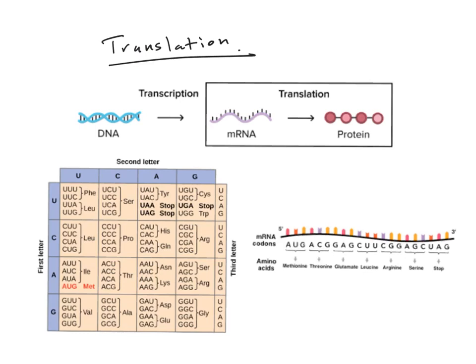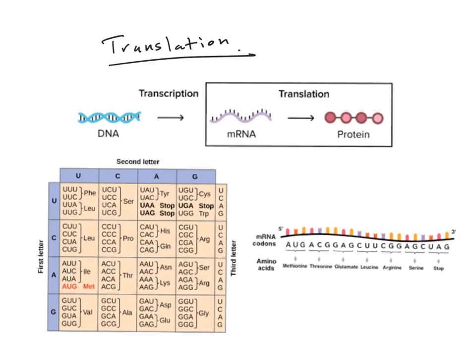So, in translation, what happens is we've gone from double-stranded DNA to a single-stranded mRNA. We are now in the ribosomes to be made into a polypeptide chain of protein. So, before we move on, we really need to understand this chart. What this chart basically shows you is which amino acid one triplet codon will code for. So, for example, UUU will be phenylalanine.